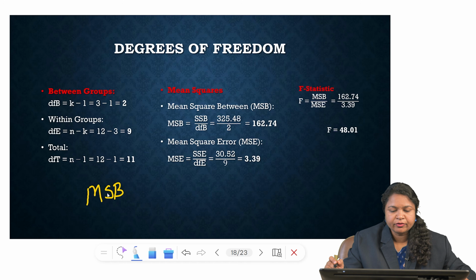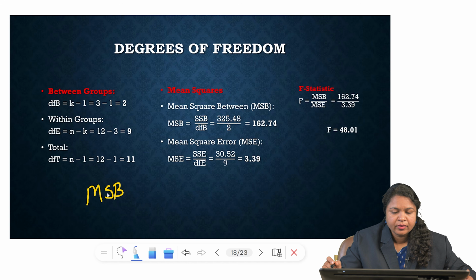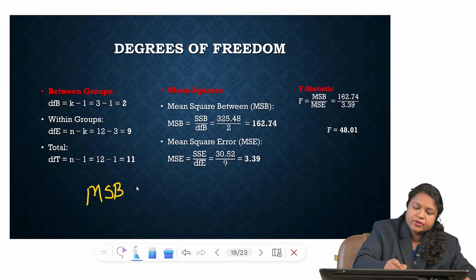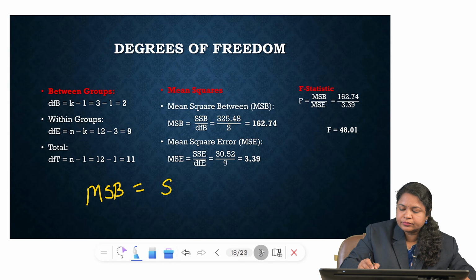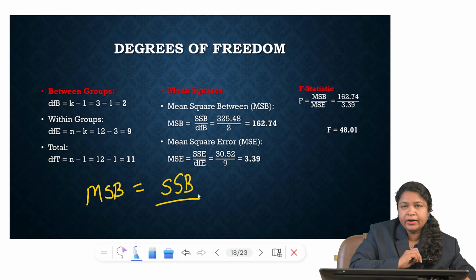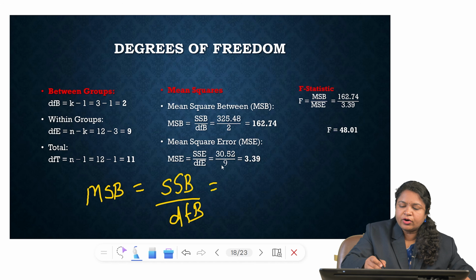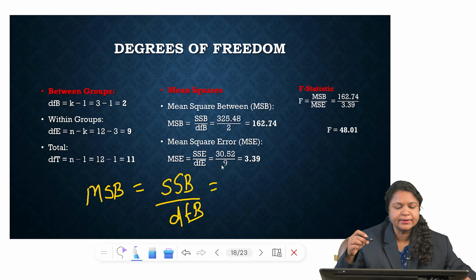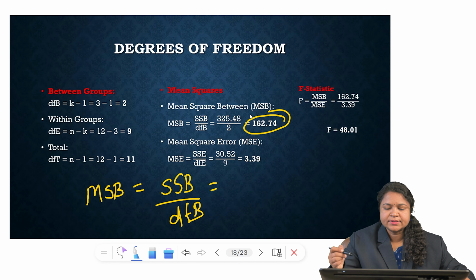Now we have found out SSB, SSE, SST. We can calculate the mean square from them. So to find out MSB, we have SSB divided by the number of degrees of freedom, so degrees of freedom is DFB. SSB we got from the table 325 and degrees of freedom between the groups we got as 2. So we are getting 162.74.